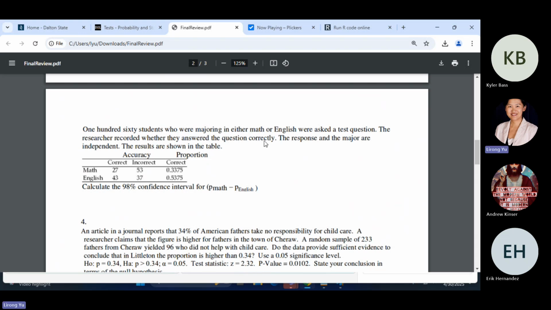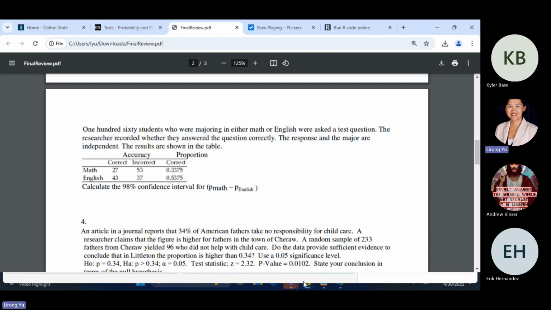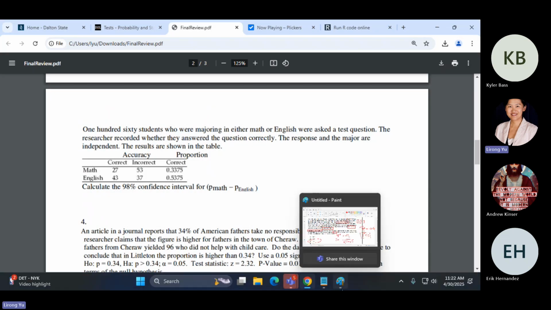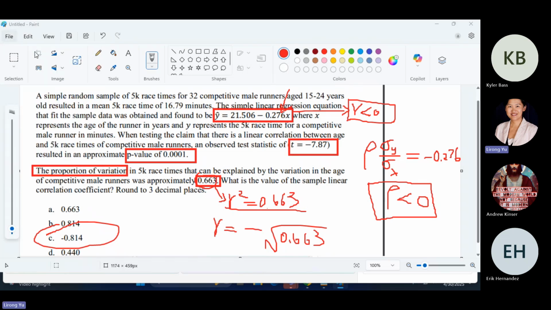Whether they answered it correctly or not, the response and major are independent. So here you see a table, and we see the accuracy for a math student. There's 80 students here, 27 plus 53 is 80. So this table is kind of like a table for the frequency, right?